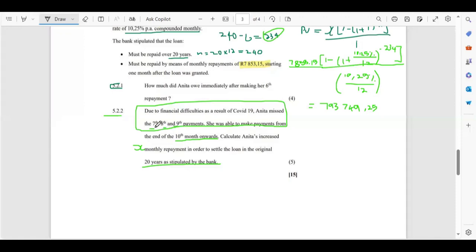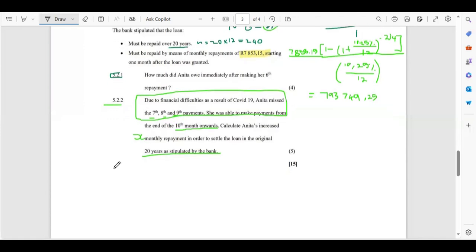So I'm saying that I need to find out how much Anita owes after she missed these three payments. What is the outstanding total balance of the loan after she missed these payments? Now, how would I go about doing that? I would make use of this normal compound interest formula, because why?